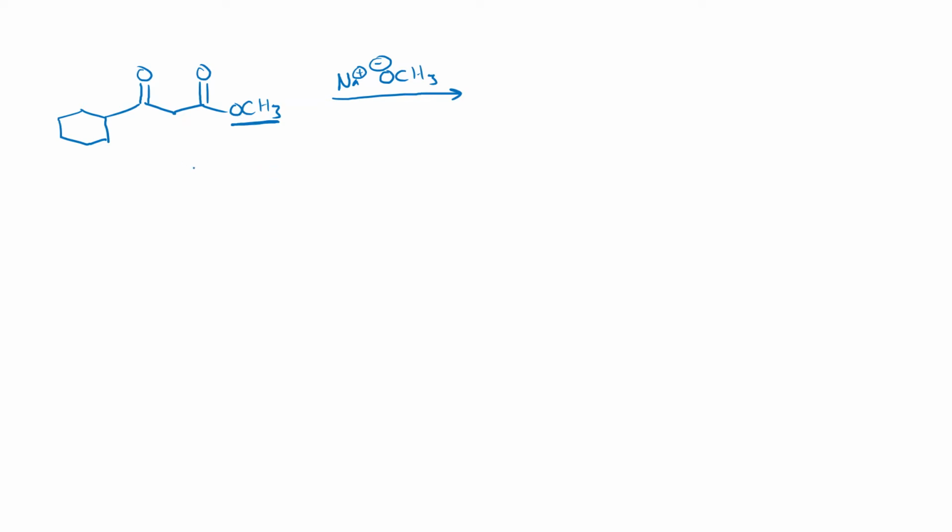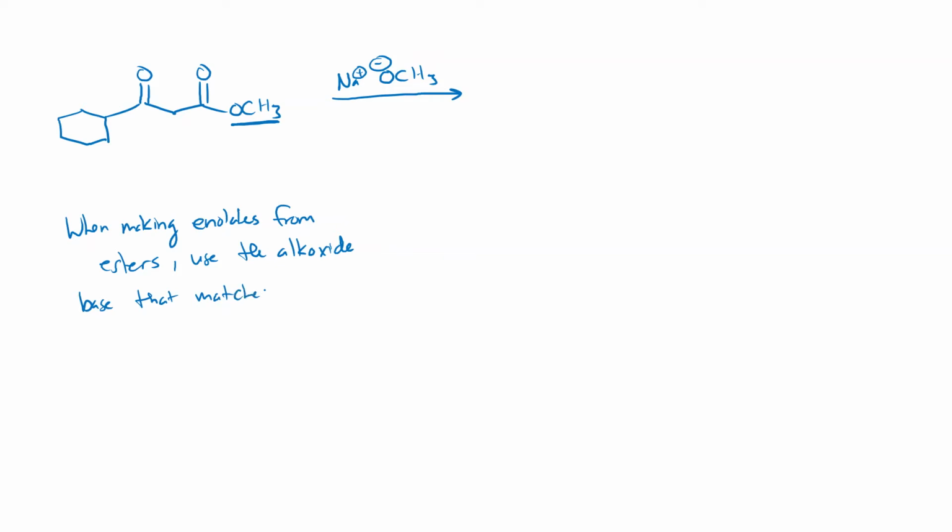When making enolates from esters, use the alkoxide base, right? So the negatively charged oxygen that matches the ester group. What this does is it prevents us from doing substitution, right?